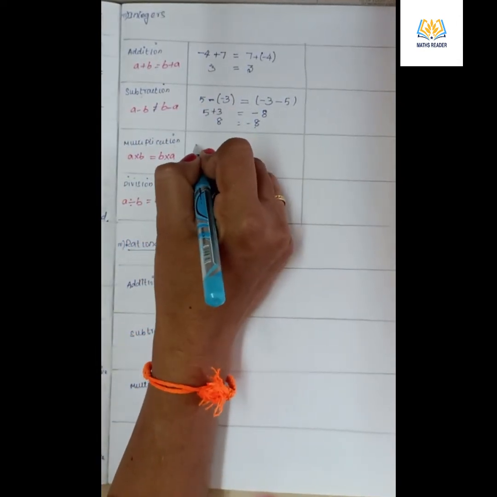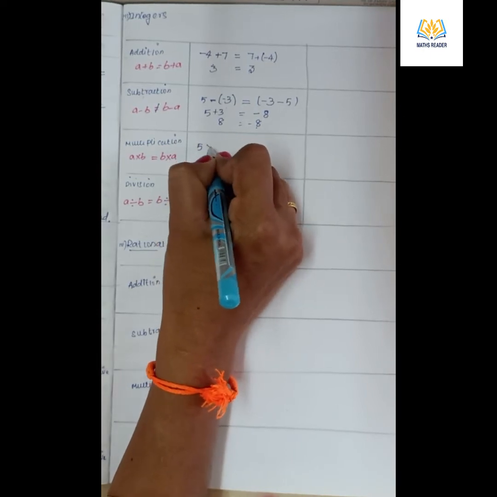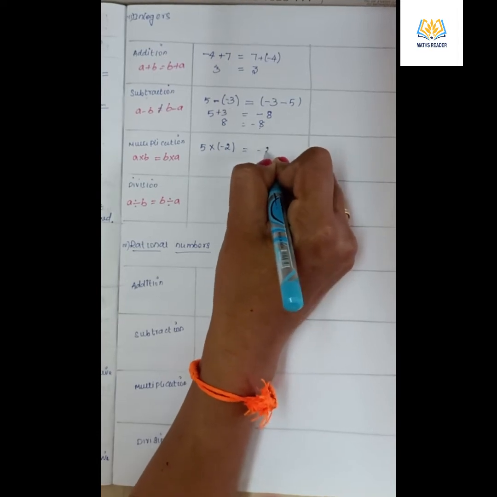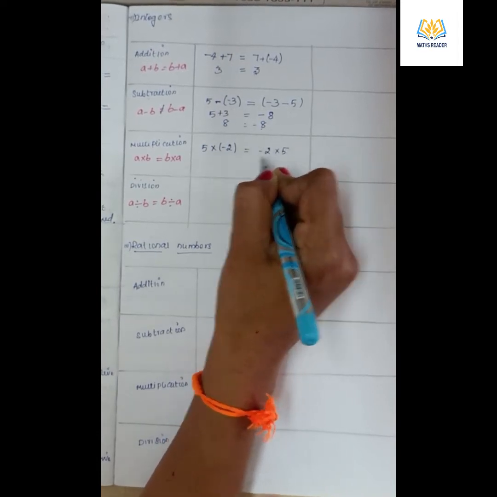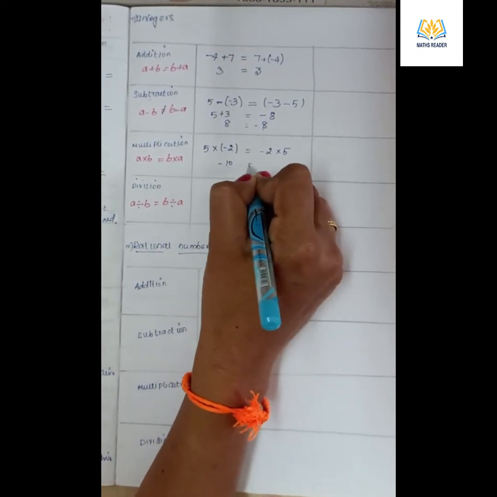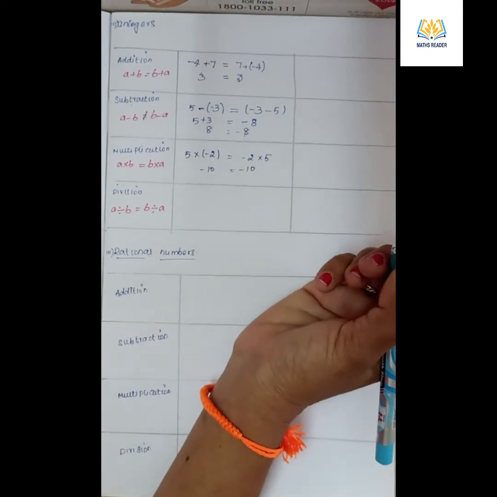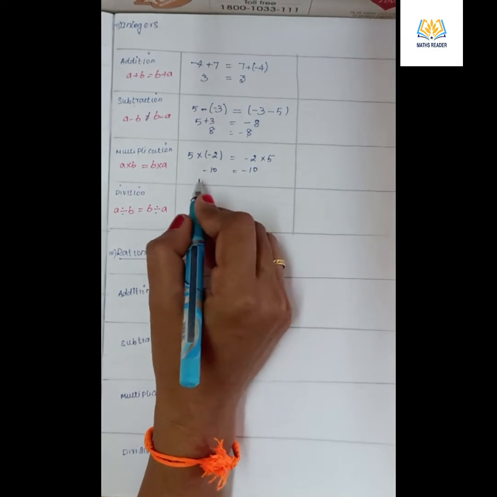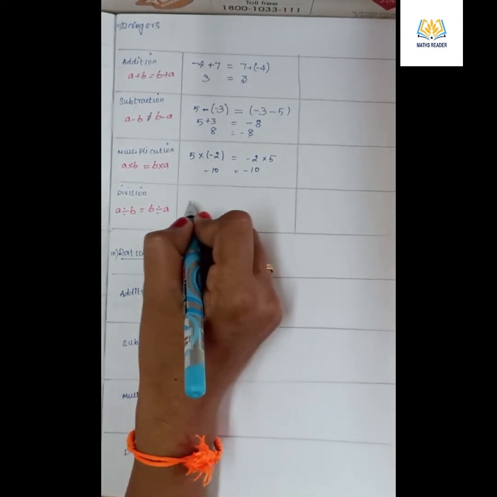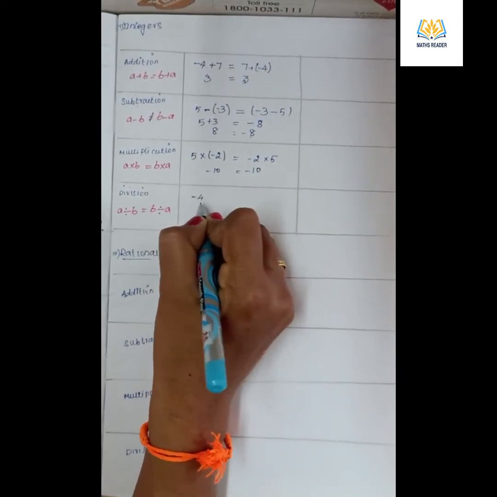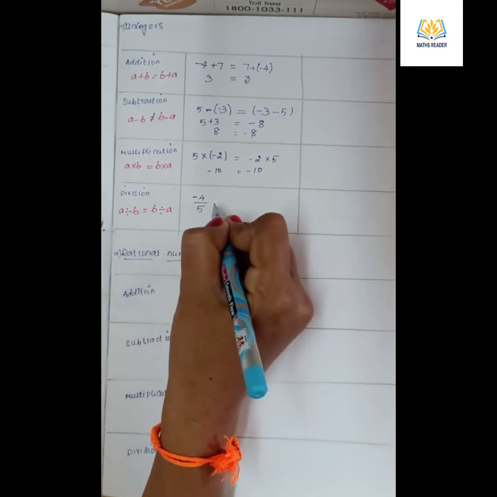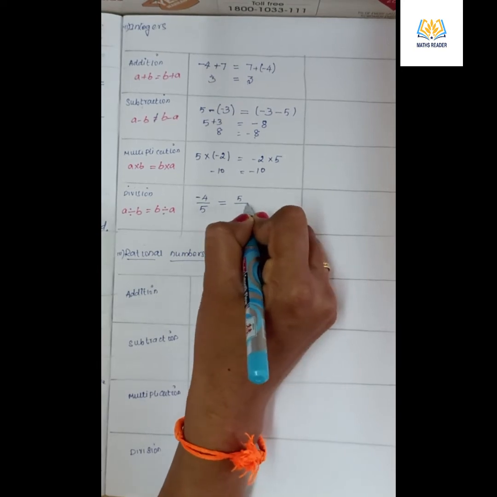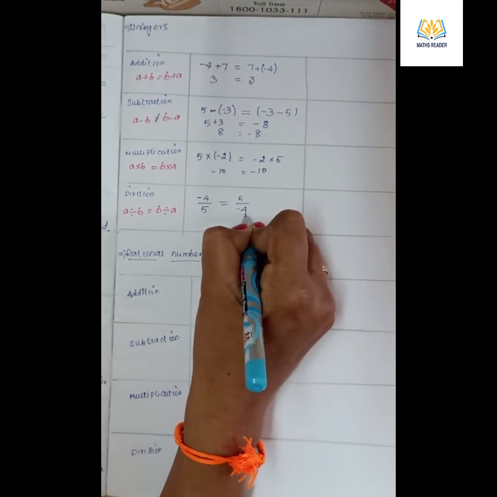Next we will check for multiplication. 5 into minus 2. We will take a negative integer, which is equal to minus 2 into 5. It's minus 10. This is equal to minus 10. So this satisfies the commutative property because on both sides the answers are equal. Next we will check for division. Minus 4 by 5 equal to 5 divided by minus 4.